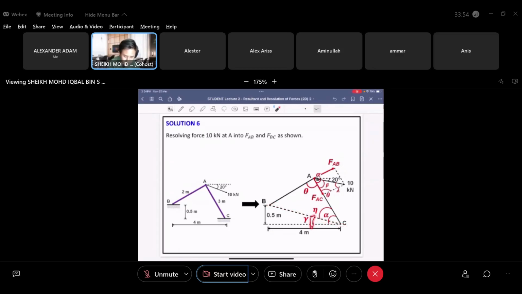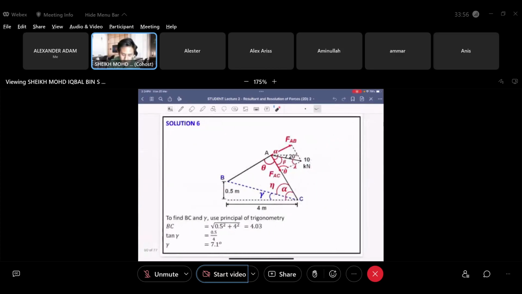So BC, B to C here, this is the hypotenuse. So we just use the Pythagoras theorem, right? 0.5 squared plus 4 squared. All right, just use the basic Pythagoras theorem to find the hypotenuse. So 4.03. So your BC here will be 4.03, right? And then you can find gamma as well.